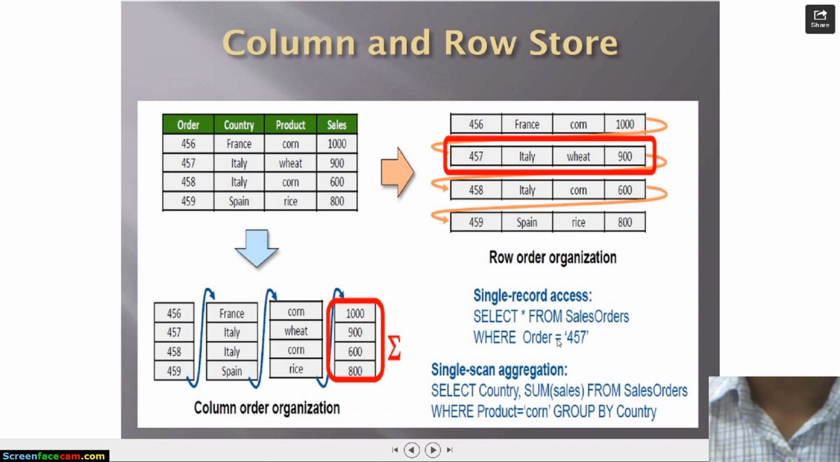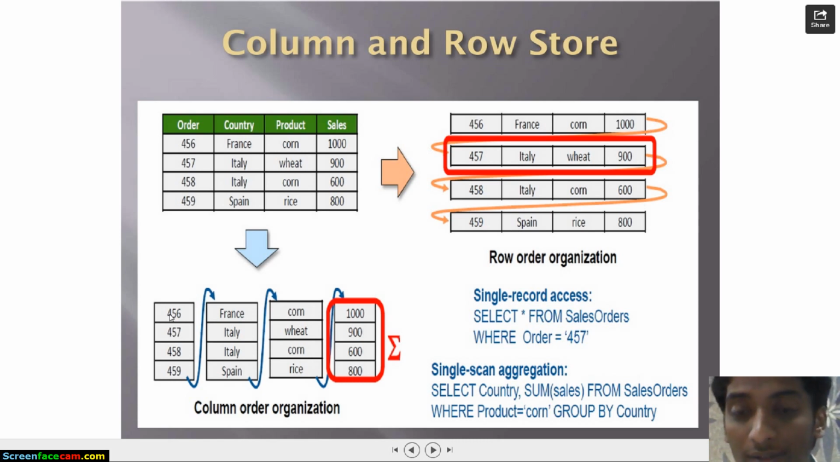So coming to the column and the row store. Here in the picture we see a snapshot of a database. We have the order, country, product, and the sales. In the case of row-oriented organization, we store each row. This is a normal implementation as of today. The indexes are connected in this way, as the arrow shows.